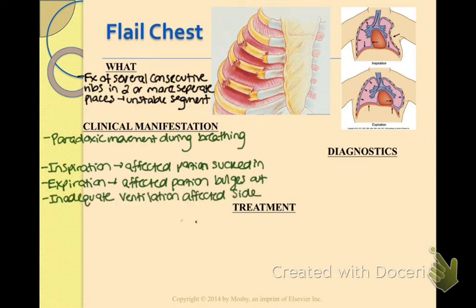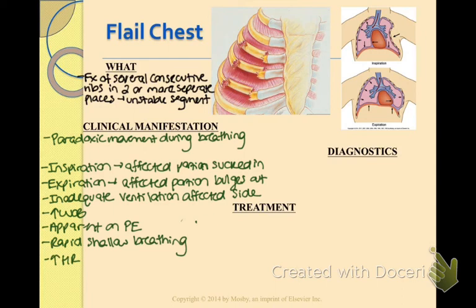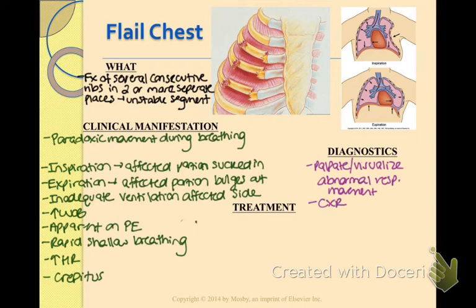So obviously we're not going to have good ventilation on the affected side. They're going to have to work way harder to breathe. And it's very apparent on physical exam. You'll oftentimes see this during any kind of blunt trauma, like if they get hit with a bat or hit the steering wheel. They get rapid shallow breathing, increased heart rate, crepitus. So diagnostics, obviously we can either palpate it or we can visualize those paradoxical abnormal respiratory movements. We get a chest x-ray, ABGs.